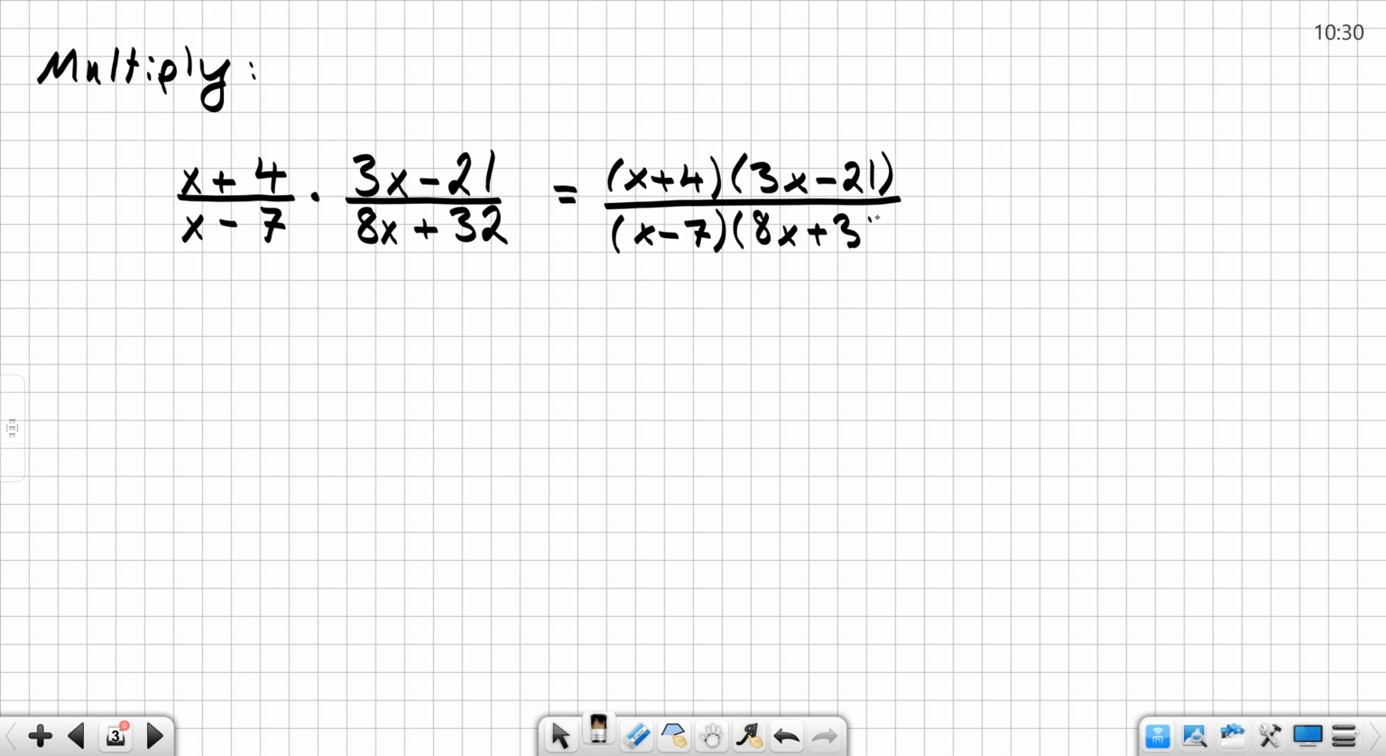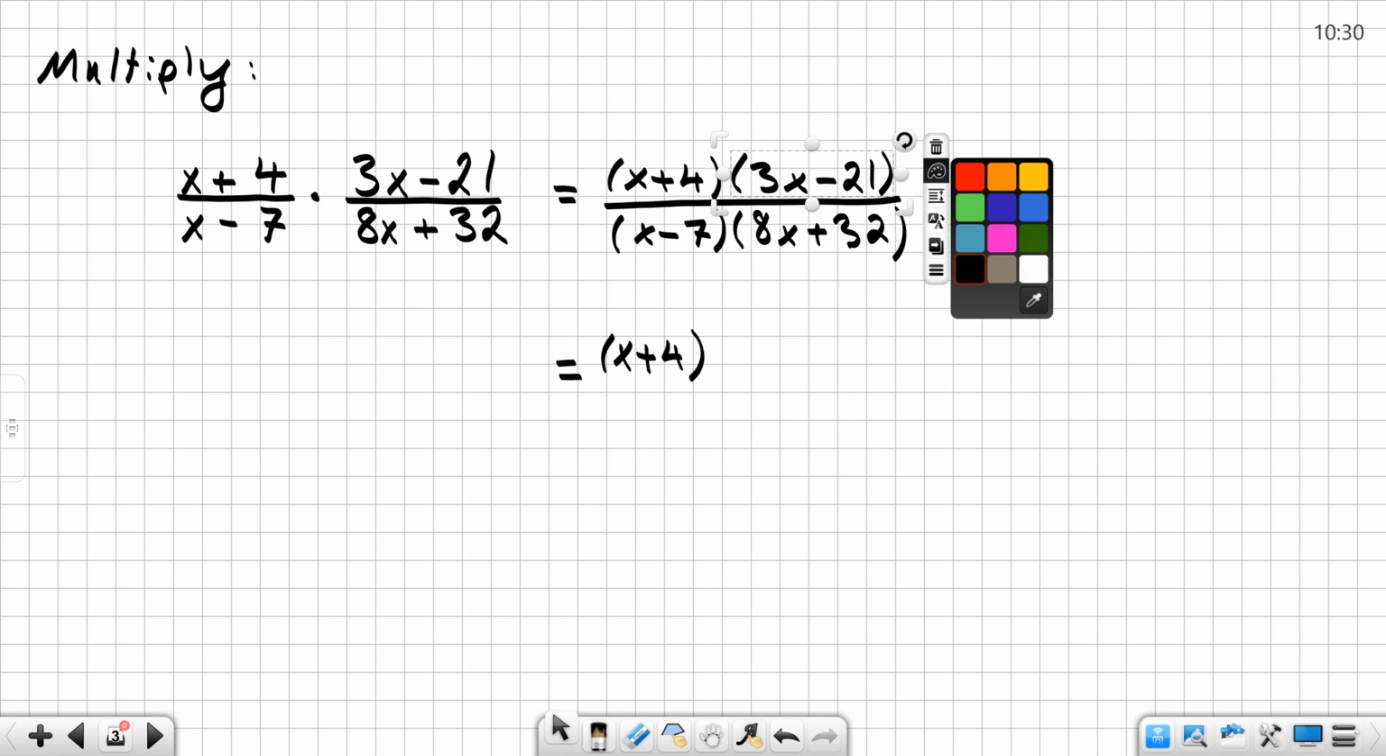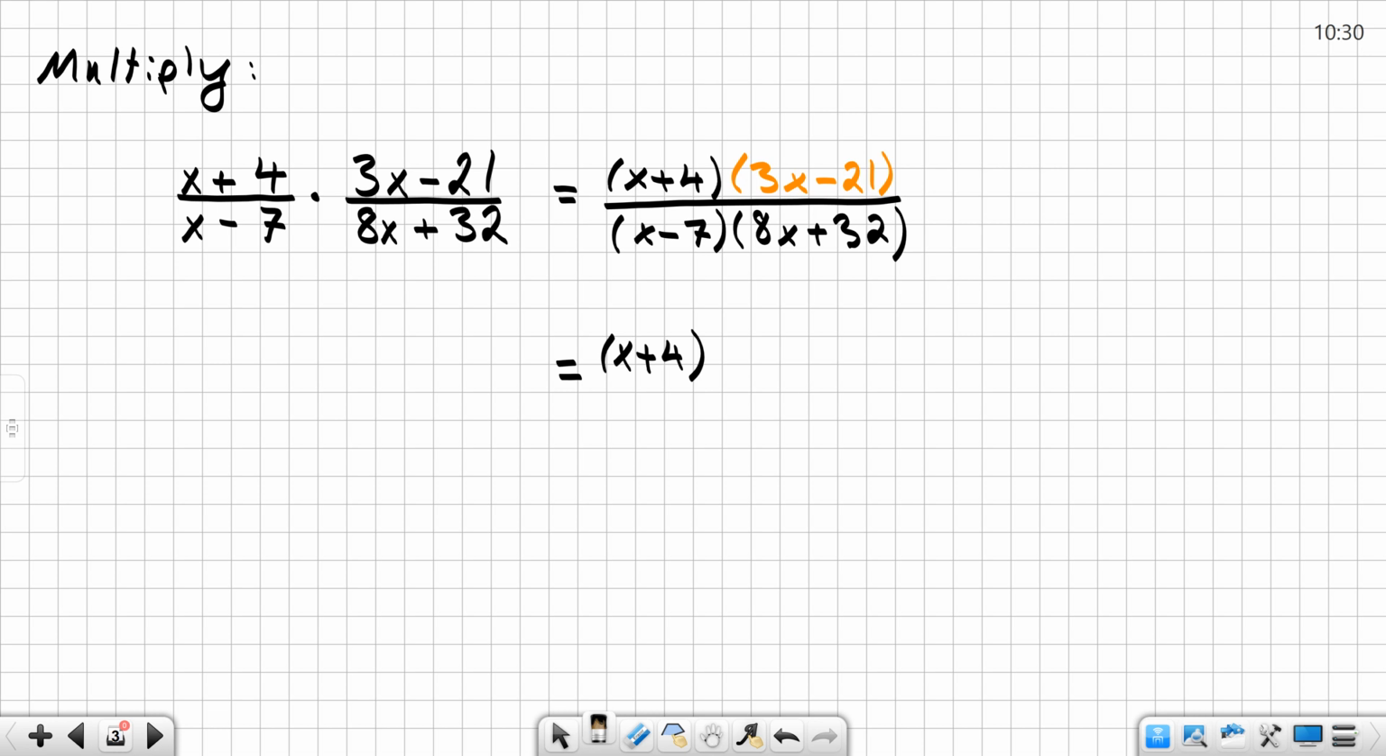But instead of multiplying this out right now, which would be way too complicated, I am looking at my second factor up here, 3x minus 21. This factor right here can be factored. There is a common factor of 3 that is in both terms. The GCF was 3. I take it out of the 3x, I'm left with the x, and I take it out of the negative 21, I'm left with negative 7.